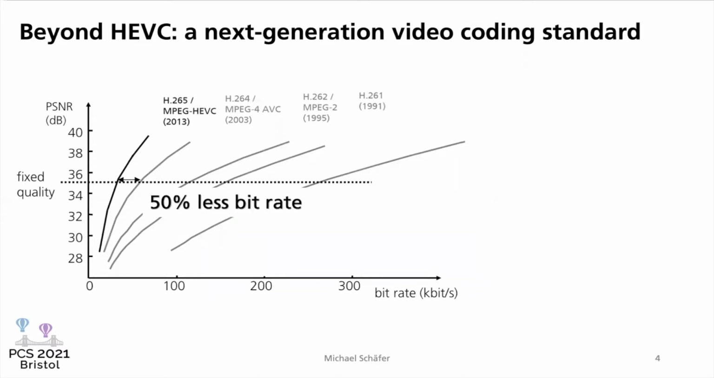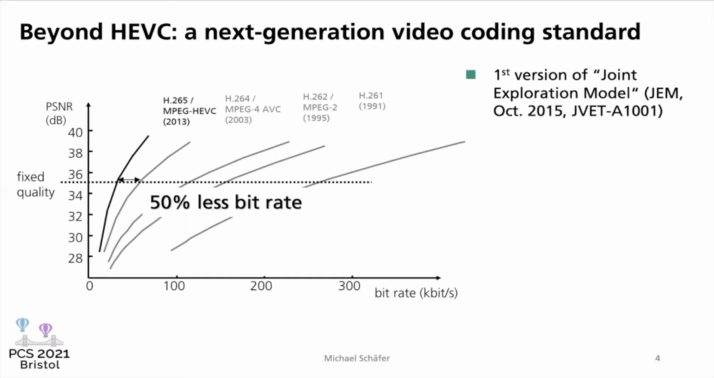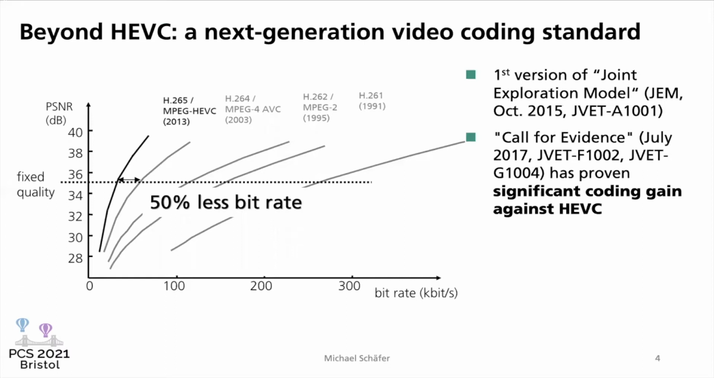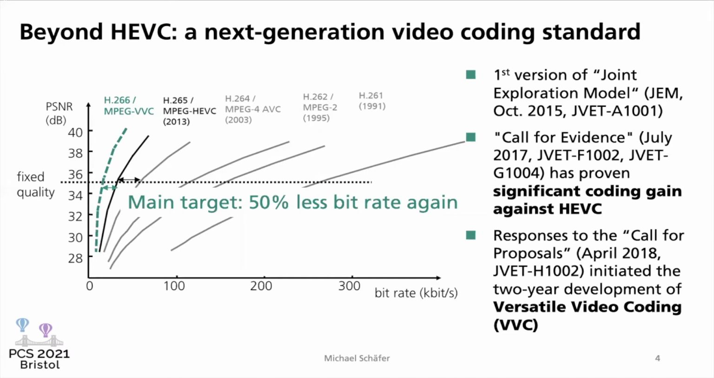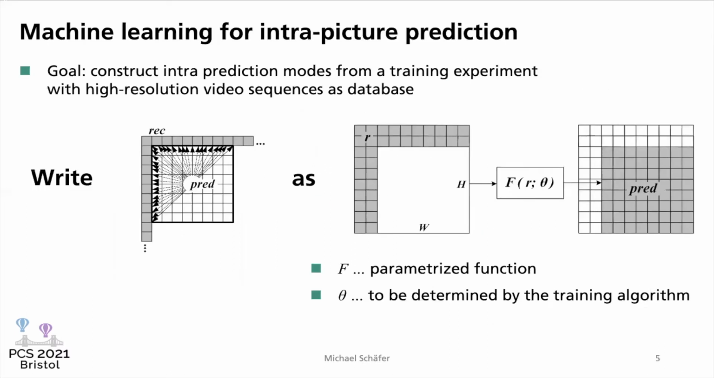Compared to the 10-year gap between these standards, the first exploration activities for a new codec started shortly after HEVC's release. In 2017, more than enough evidence was collected for initiating a new standardization process, and therefore, 1 year later, the development of the versatile video coding standard began. Again, the goal was to cut the average bitrate in half compared to the previous standard. As in HEVC, VVC uses a hybrid block-based architecture with intra-picture prediction, motion-compensated prediction, transform coding, and an entropy coding stage.